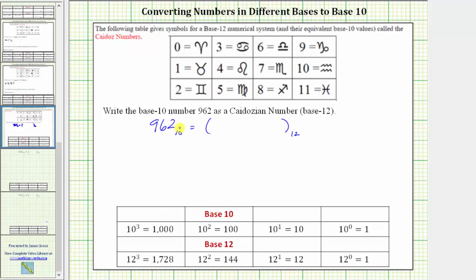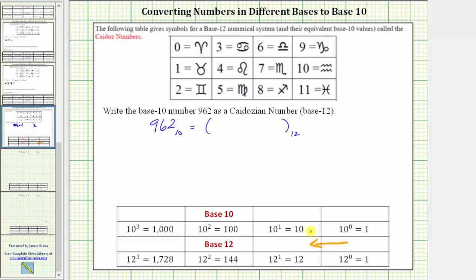We know in base 10 the place values are powers of 10. In base 12, the place values are powers of 12. Starting on the far right, we have the 12 to the 0 or 1's place value, then the 12 to the 1st or 12's place value, then the 12 to the 2nd or 144's place value, and so on.